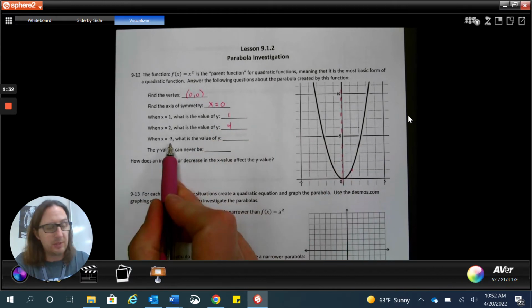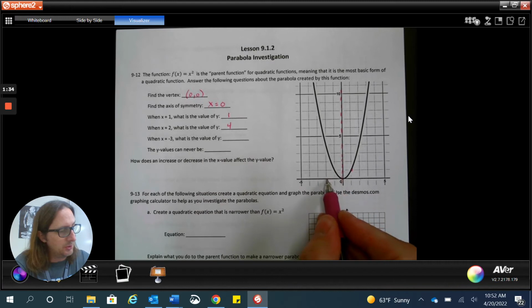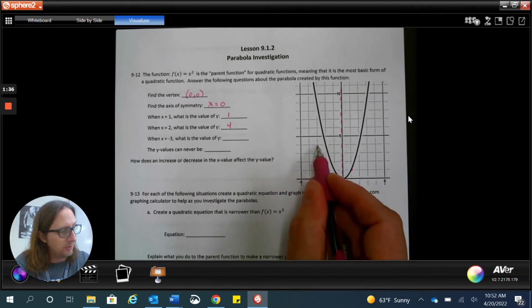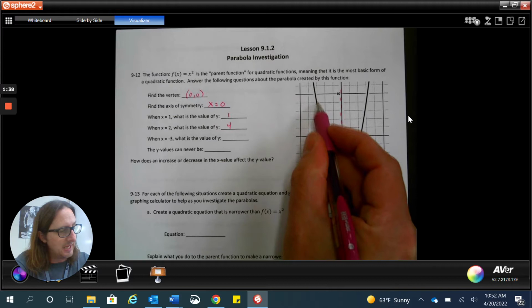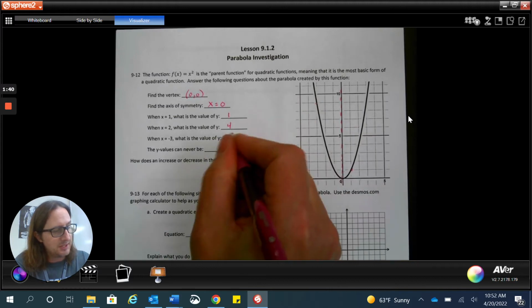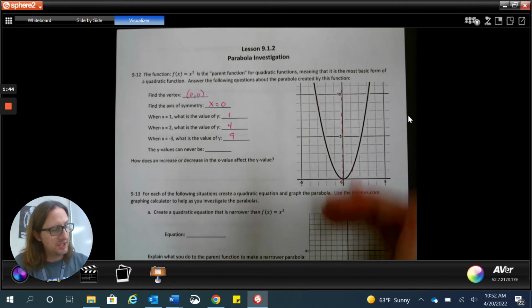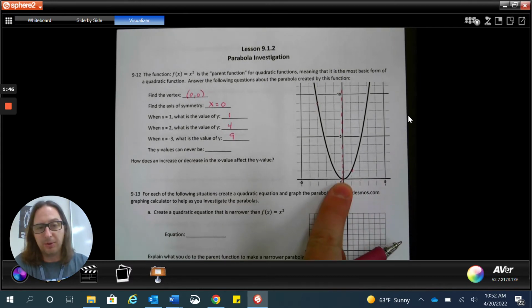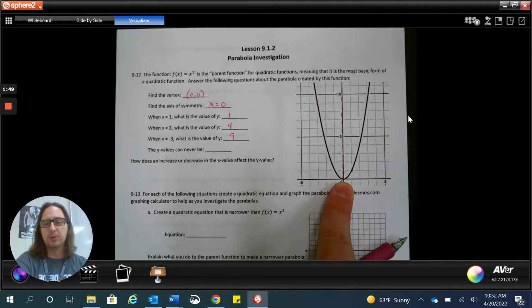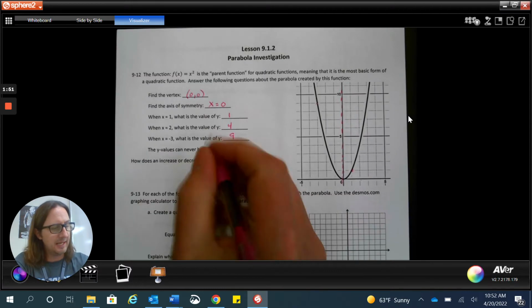What about negative 3? If we go back 3, 1, 2, 3, 1, 2, 3, 4, 5, 6, 7, 8, 9, looks like right there. So positive 9. The y values can never be what? Well, the y values can never be negative because our minimum value, our lowest point here at a vertex is 0, 0. So we're never going to get a negative value.